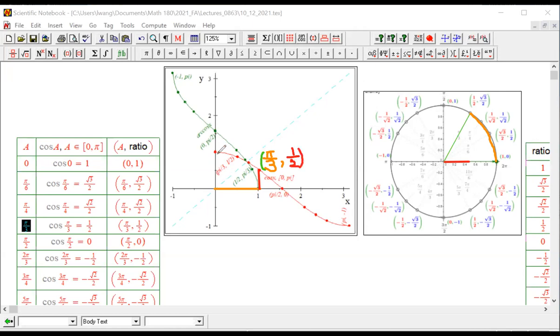So all the points on the red cosine curve will be marked as input angle, output ratio. All of the red points are marked that way. Does that make sense?